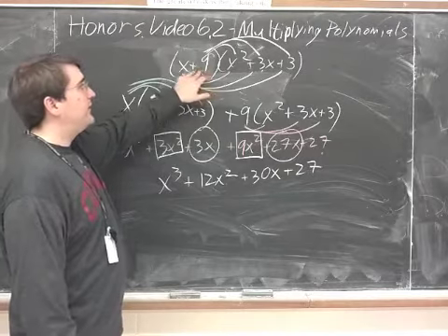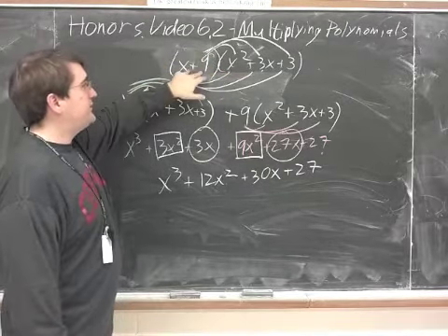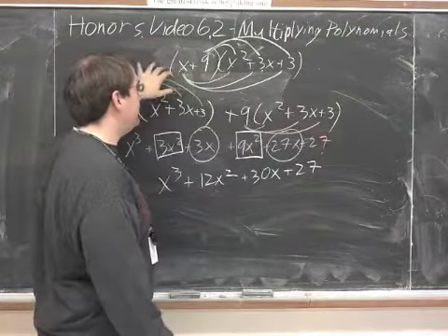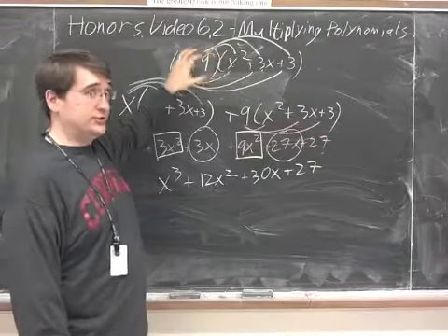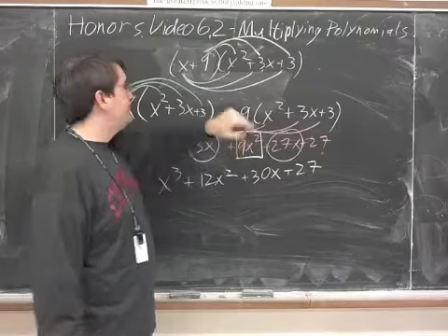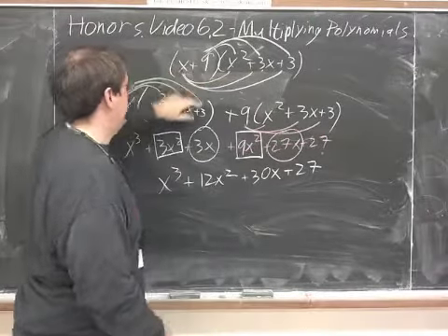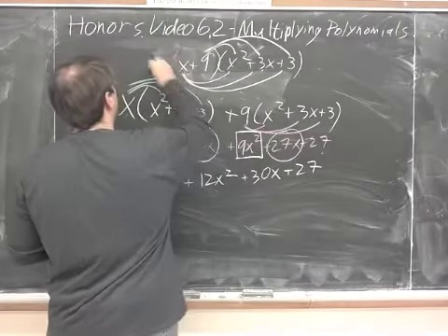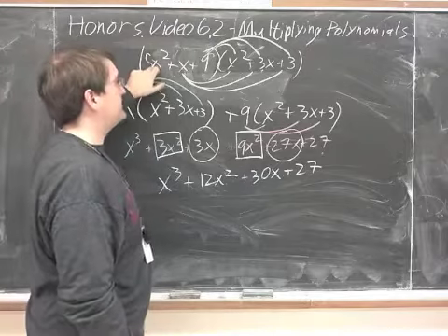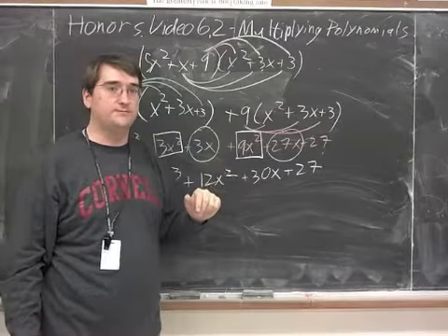Any problem where you have two polynomials multiplied to each other, even if this was a trinomial and we just had 3 of these, just take the individual terms of one polynomial and distribute them across the other. So the x gets multiplied to all of those. The 9 gets multiplied to all of those. And if there was a 5x squared in front of that, then you'd multiply the 5x squared to all of those, and just combine like terms at the end.